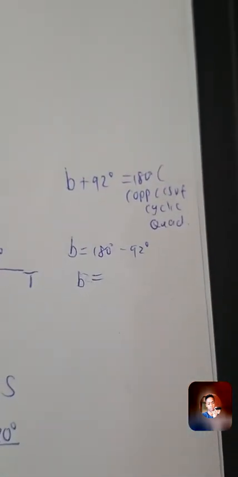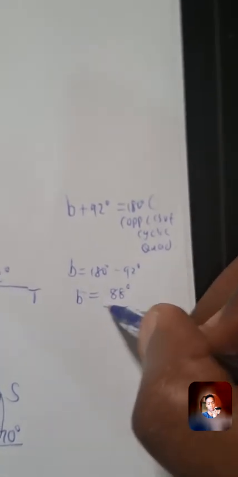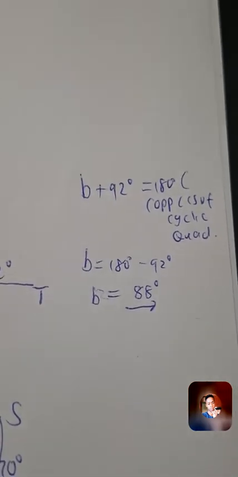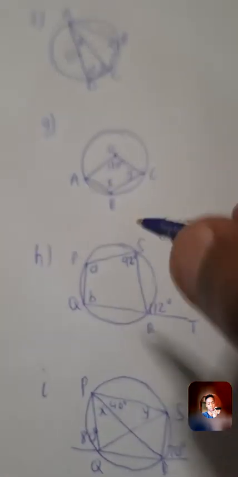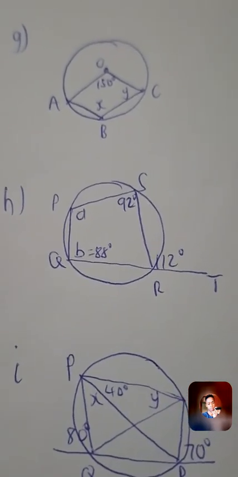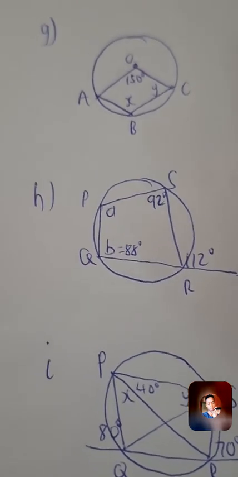What is the value? I don't have a calculator with me. Sorry, I've left it in the other table. Can someone please give me the answers? That will be 88 degrees. Okay, thank you, sir. That was correct: statement, reason, answer. Okay. Back to the diagram. So we update B is 88. So A will be equal to 112.